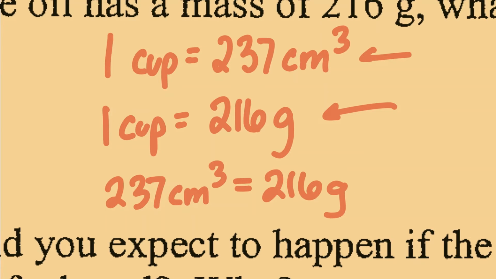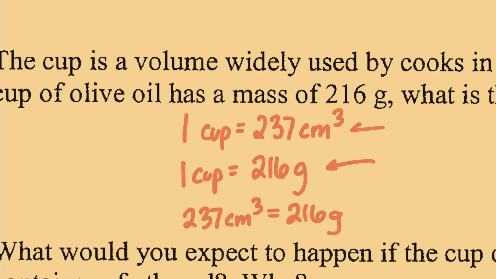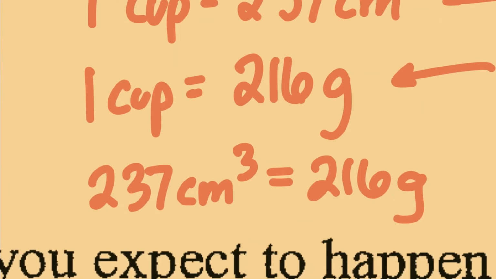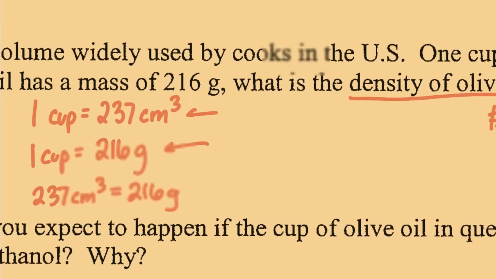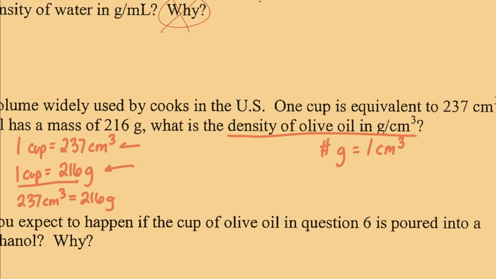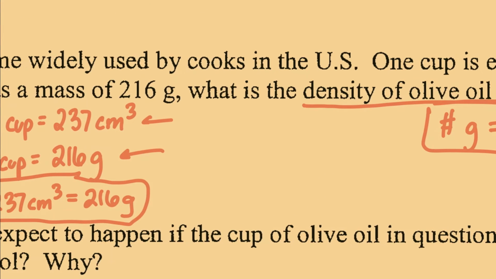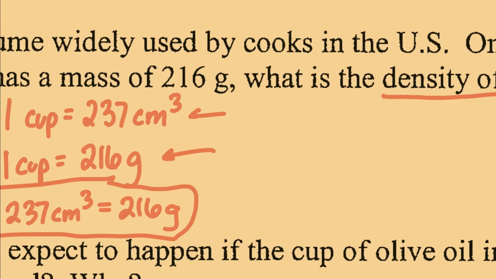Now, this is only true for olive oil, right? Because if we have a cup of water, it would weigh differently than a cup of olive oil. But for olive oil, this is true. This many cubic centimeters is this many grams. So, okay, that's a pretty good place to start. So now I have my 2 equations, right? My 2 equal signs that I can line up. I just need to figure out how to line those up, I guess. Well, I definitely want to line up my units, right? So let's do it like 216 grams equals 237 cubic centimeters. We'll start there.